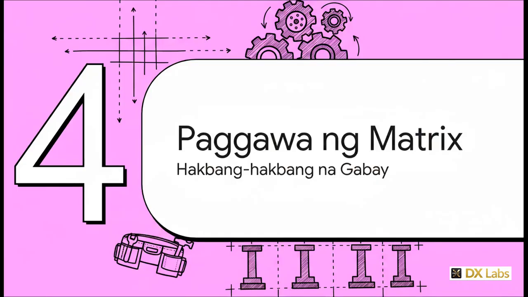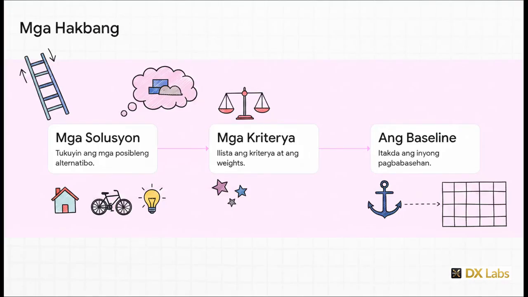Section 4, Setting up the matrix, step-by-step construction. Bago tayo mag-grade, we need to do some critical prep work. Step 1, define your solution alternatives. Ano-ano ba yung mga options nyo on the table? Step 2, define your criteria and weights. Siyempre, we know that some criteria are naturally more important than others sa business, so kailangan nating lagyan ng bigat yan. And step 3, define your baseline. Once you have these 3 elements locked in, ready na tayong ilatag ang data natin.